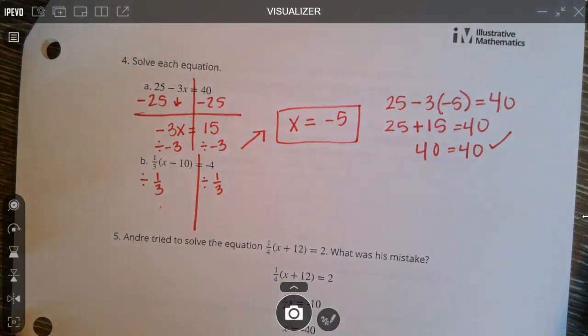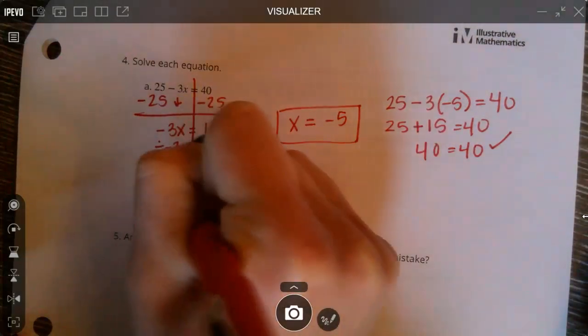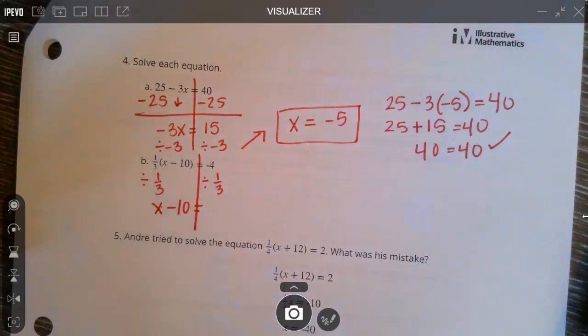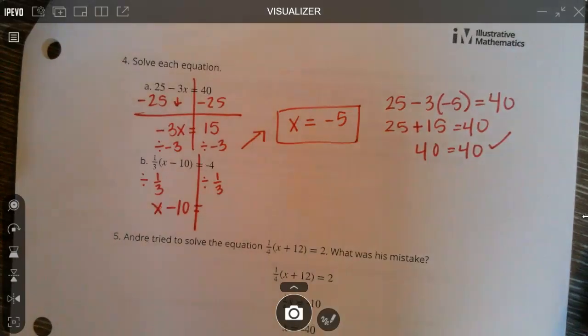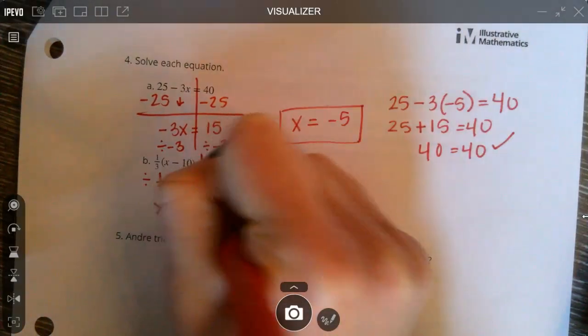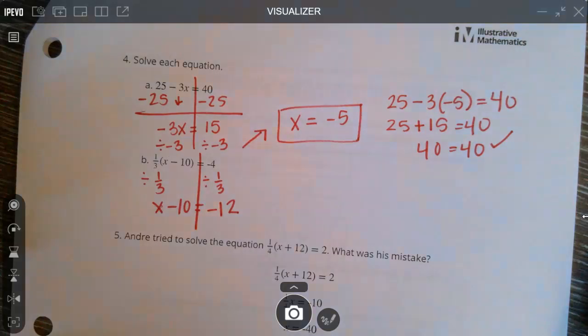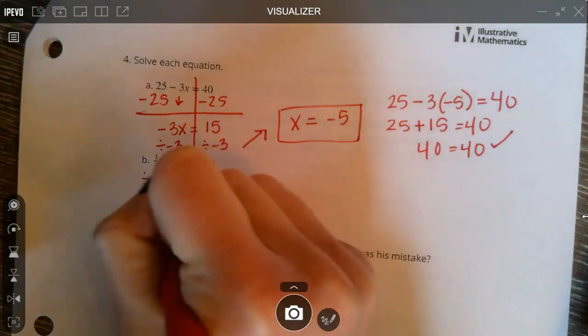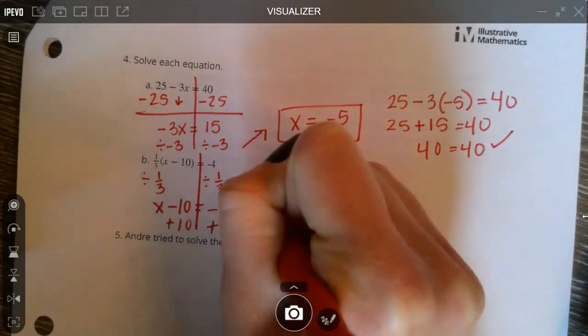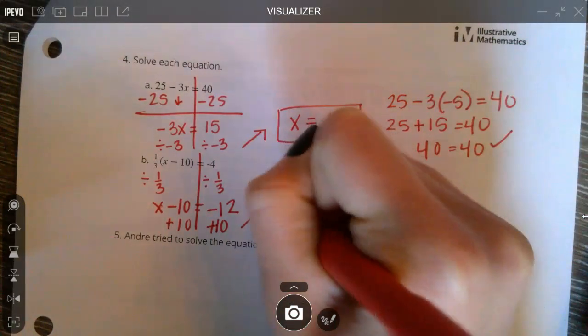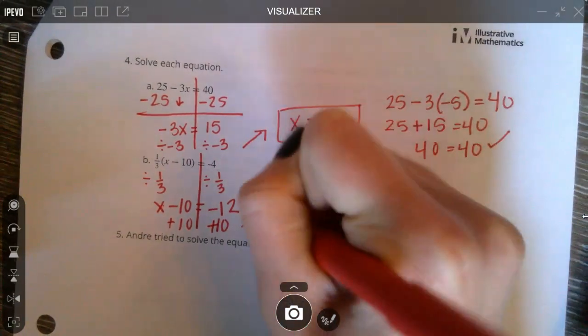All right, when I do that, I get x minus 10 is equal to, use my calculator, negative 4 divided by 0.33333. Okay, you get negative 12. So now I have x minus 10 equals negative 12, add 10, draw a little arrow, oops. X equals a negative 2.